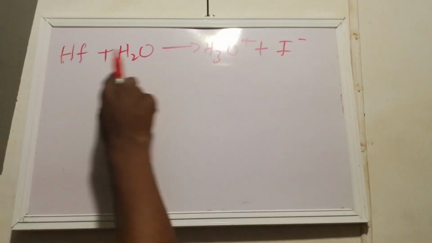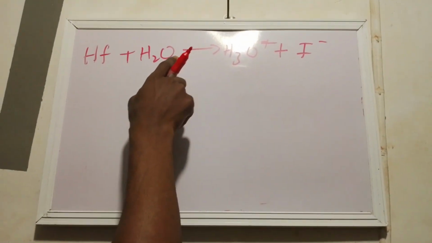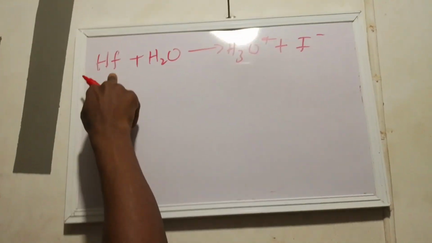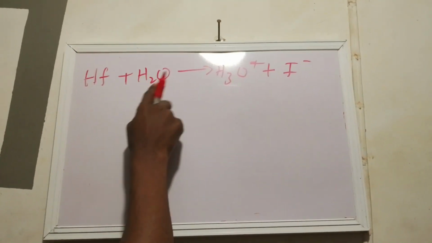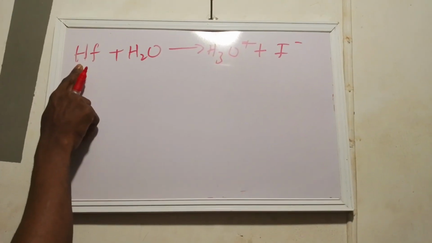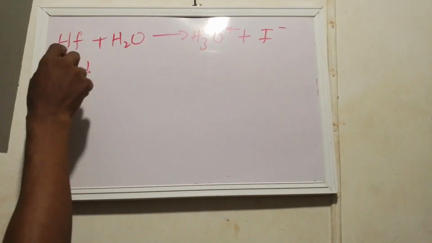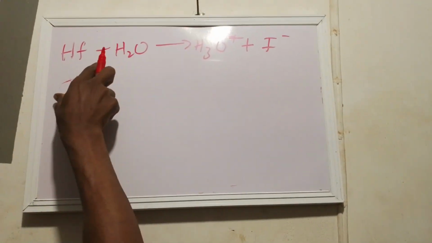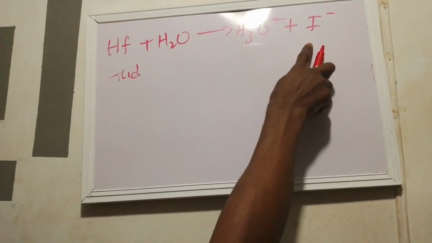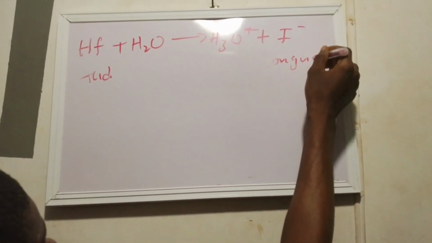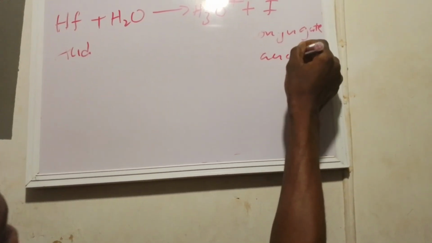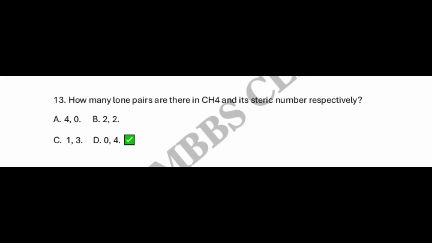Now the next question says how many lone pairs are there in methane, and what is the steric number? Just like the method I used the other time, you can use the formula method. How do you calculate lone pair? Lone pair is the group number of the central atom minus the combining power of the surrounding atoms.